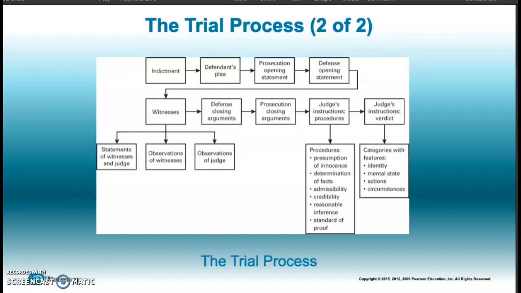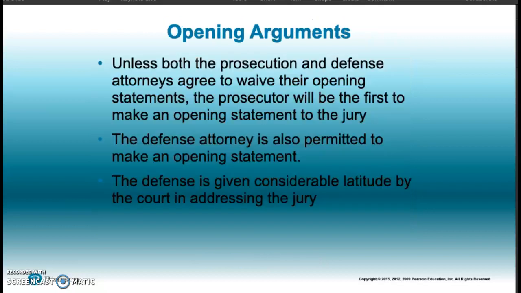The trial process is rare because most cases, as we said, over 90% plea out. But some do get to trial, and this little diagram in your book shows you kind of the trial process. We'll go more in depth in a little bit, but you're going to go into the indictment, the plea, opening statements, witnesses, closing statements, procedures from the judge to the jury, and then a verdict.